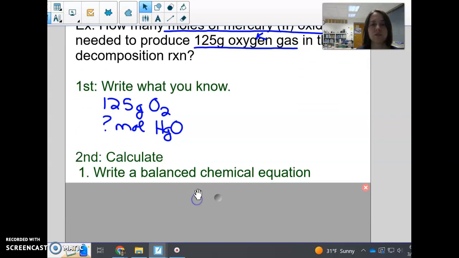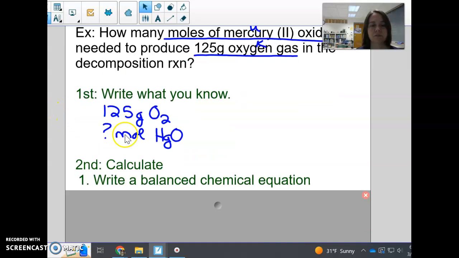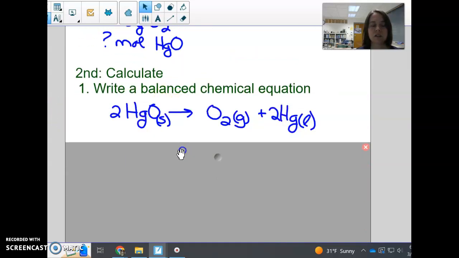So the next thing we need to do is write a balanced chemical equation. Oxygen is a product in the decomposition reaction. I'm decomposing it, so I'm going to start with my compound. So my compound is mercury oxide, and it's an ionic compound, so it's going to be solid. It's going to decompose into oxygen gas and mercury, which is liquid. So I have 2 oxygens, so I need 2 of these, which means I need 2 of those.